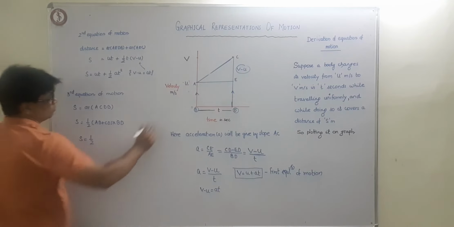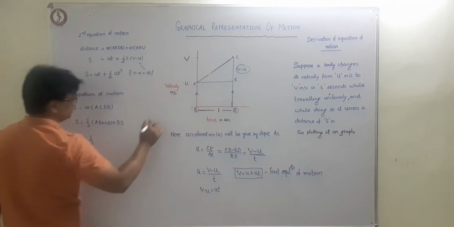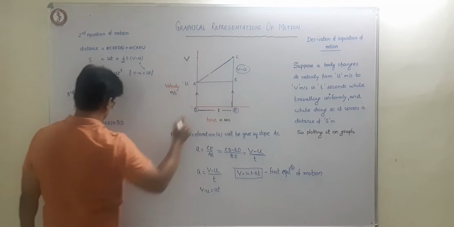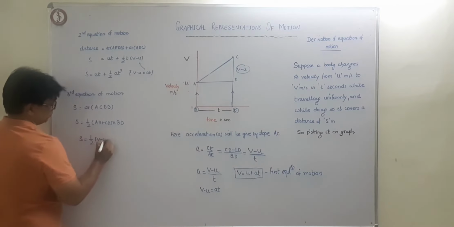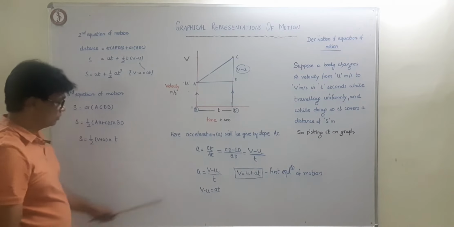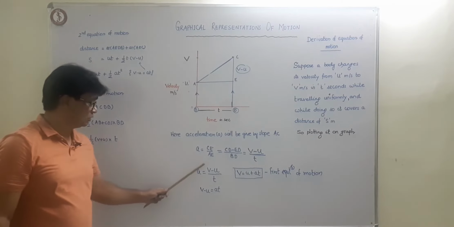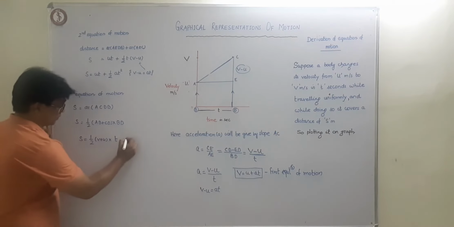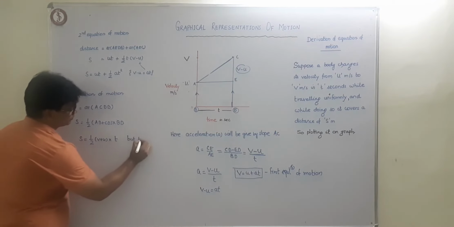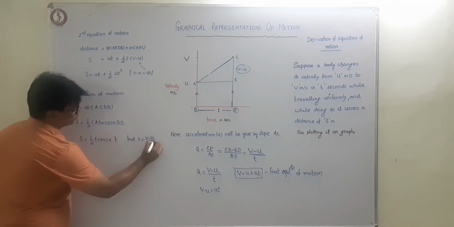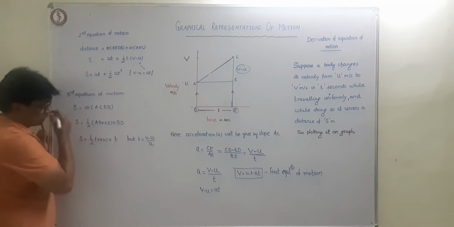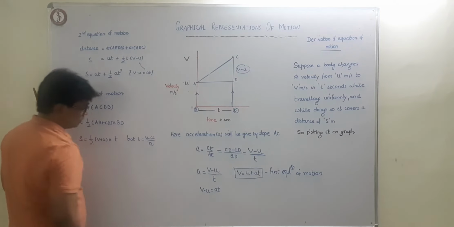So now I put s is equal to half. Now AB is how much? u. And CD is how much? CD is v. So v plus u, into BD, which is t. Now again we will take the help of the first equation of motion, which is used in both. t is equal to v minus u by a.